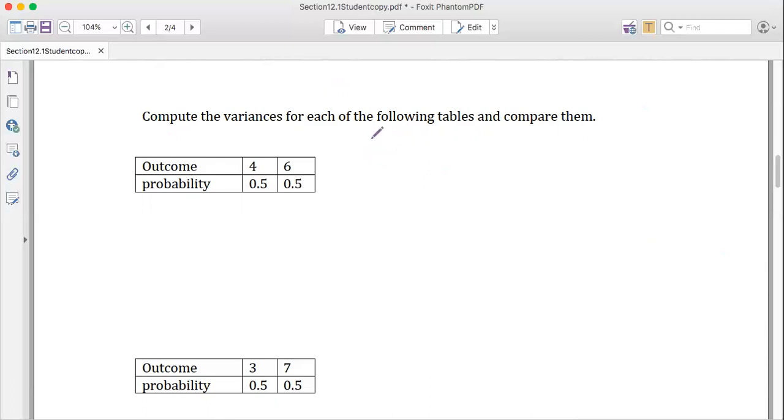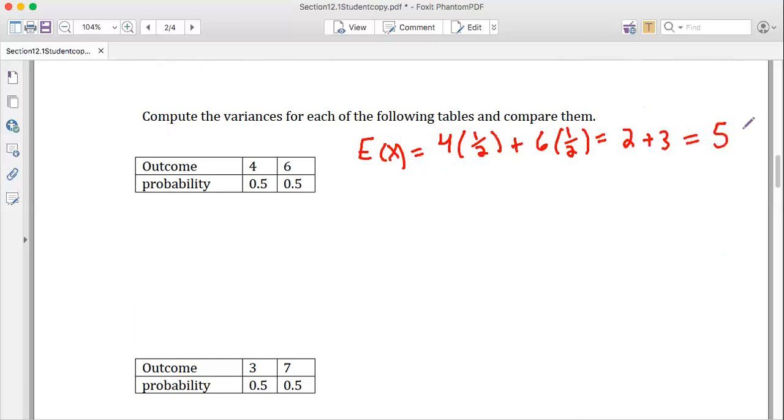Here for the expected value, I would want to take the outcome and multiply by its probability, and then add those products together. So we got outcome 4 times its probability 1/2, plus outcome 6 times its probability 1/2. We say, okay, 4 times 1/2 is 2, 6 times 1/2 is 3, and then 2 plus 3 gives me 5 for the expected value.